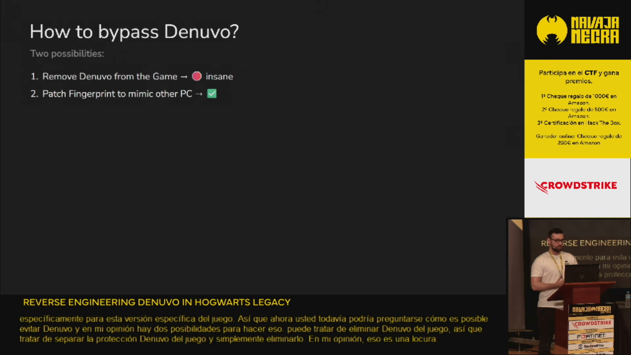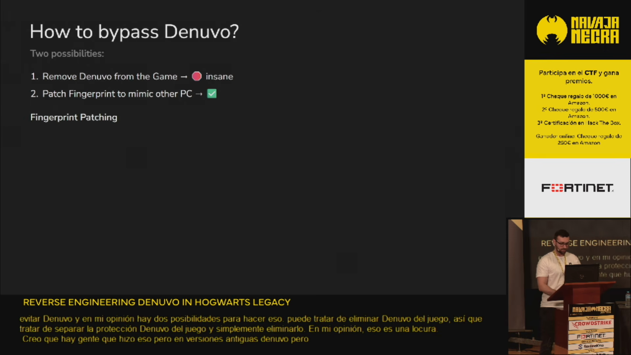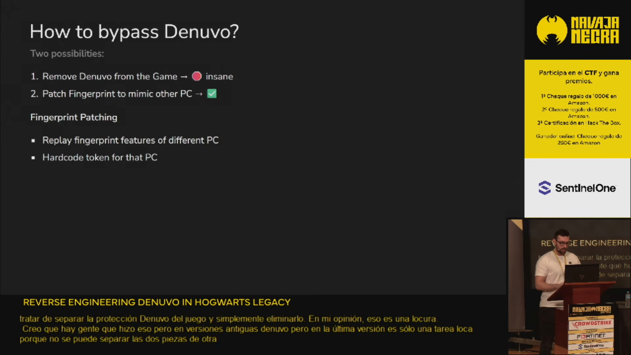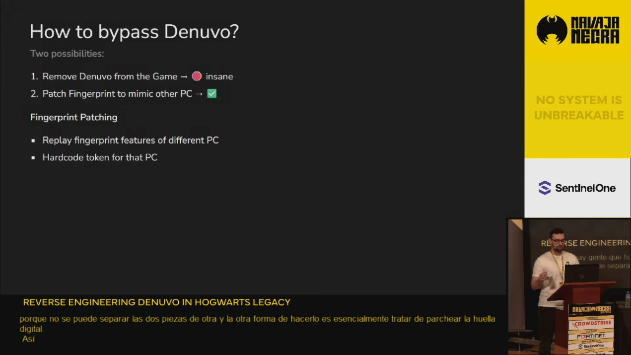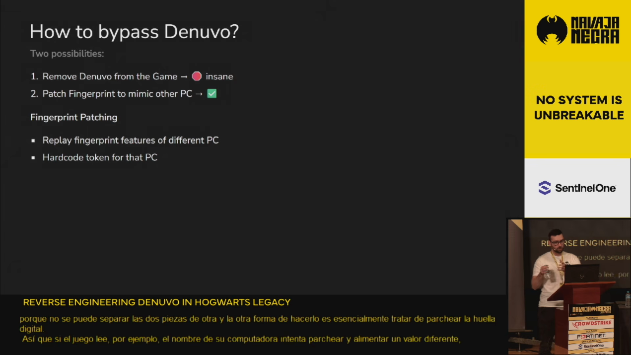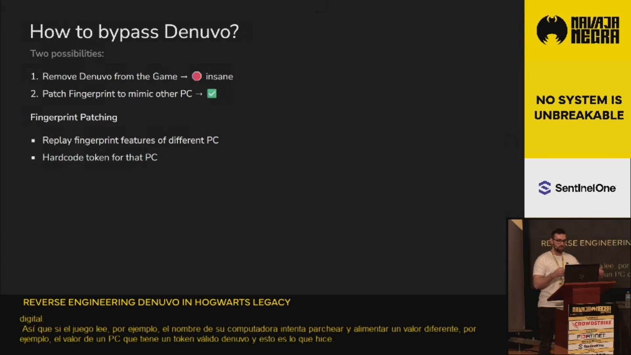And the other way to do it is you essentially try to patch the fingerprint. So if the game reads, for example, your computer name, you try to patch that and feed a different value. For example, the value of a PC that has a valid Denuvo token. And this is what I did. So the goal is to replay the fingerprint features of a different PC and then hard code the token that was generated for this other PC and reuse it on my machine.